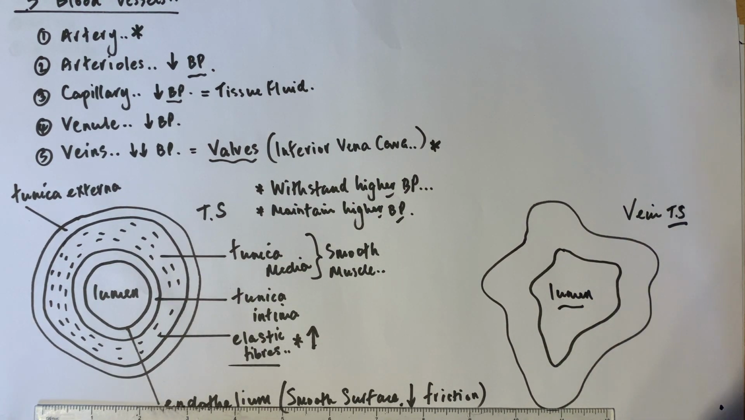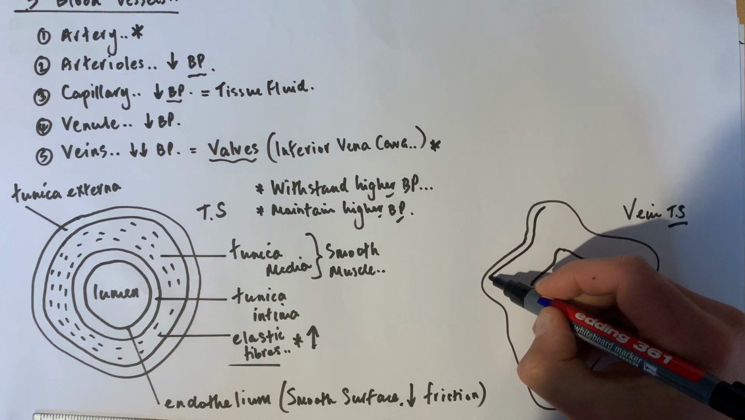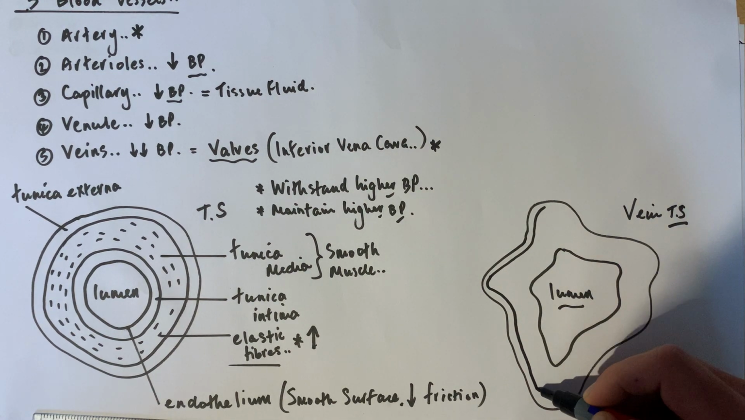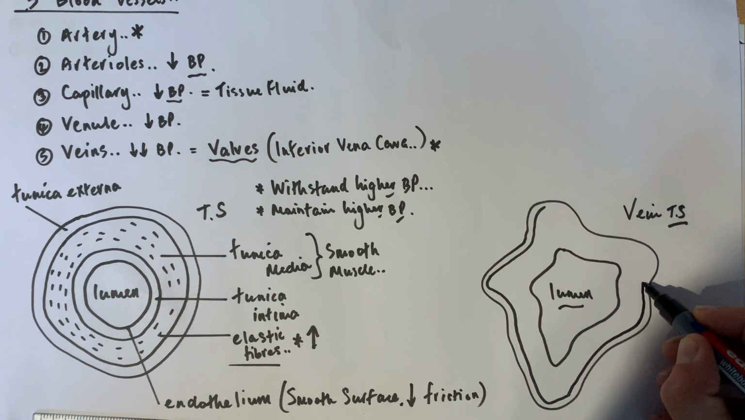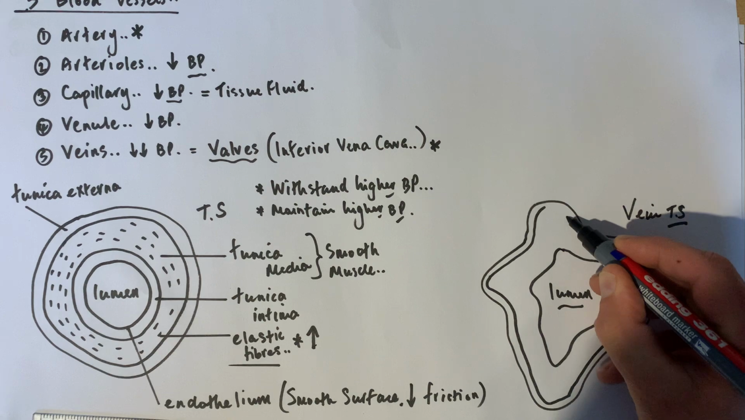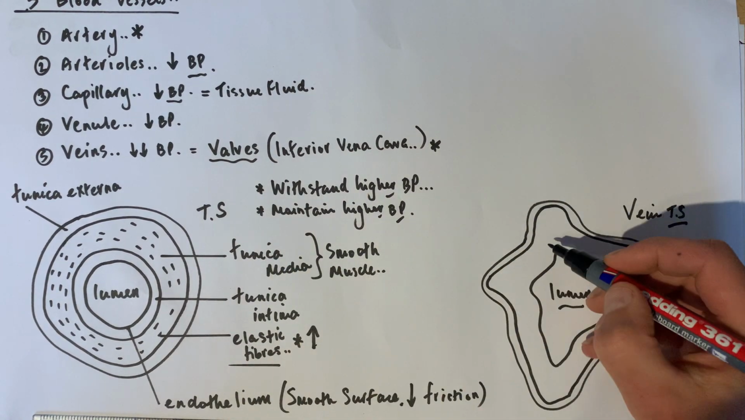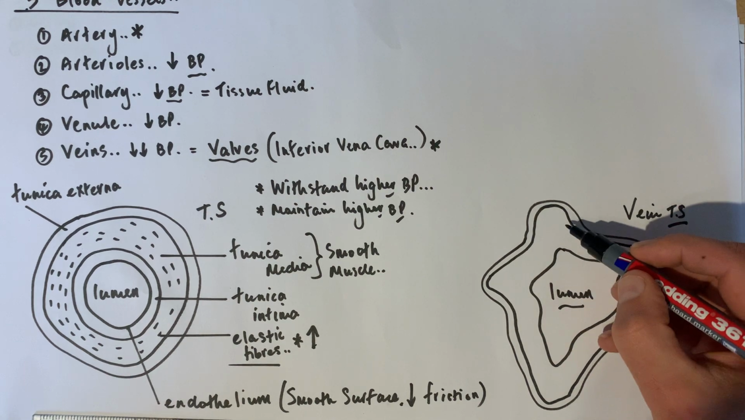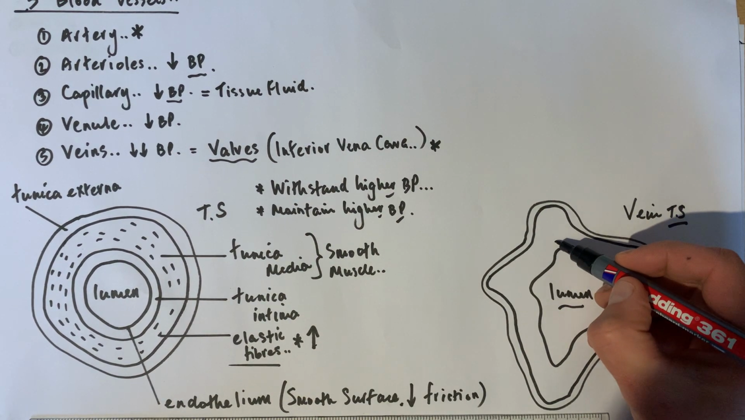This is the lumen. Now, the tunica externa is again made of collagen, which is a fibrous protein. So please, when you draw this, try and get the layer the same consistency all the way around. It does have a tunica media. So this is going to be the bit here made of smooth muscle. However, it's a lot thinner than the artery.